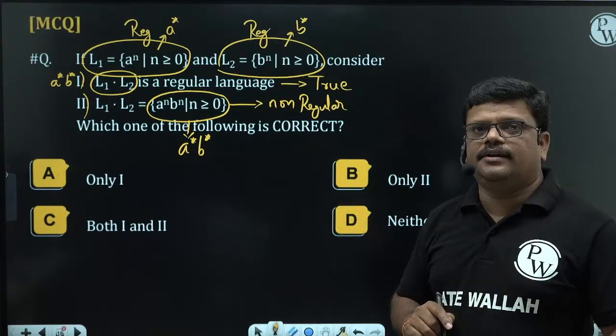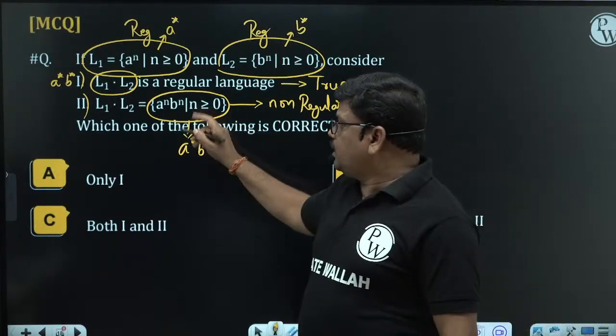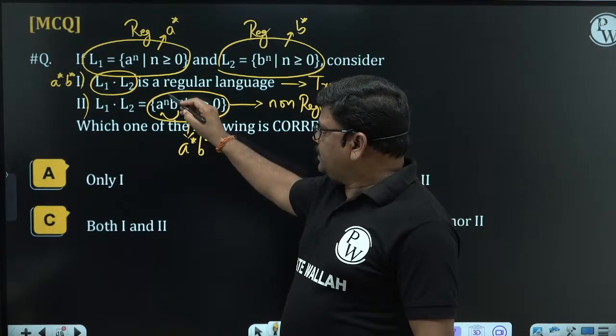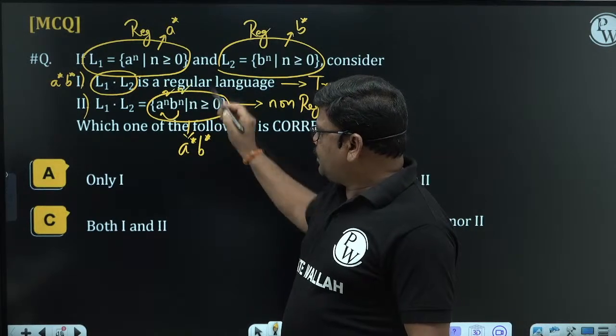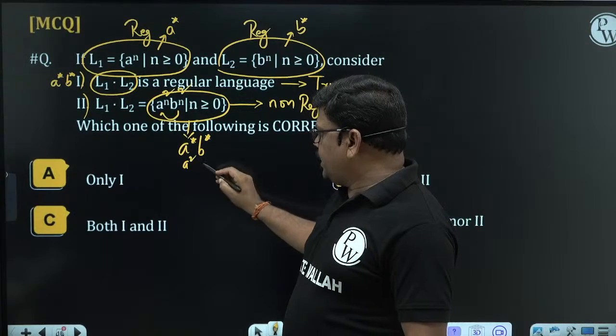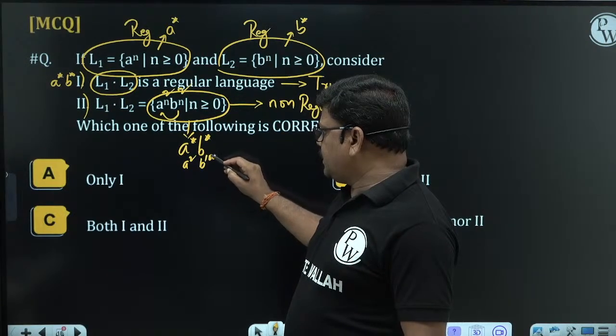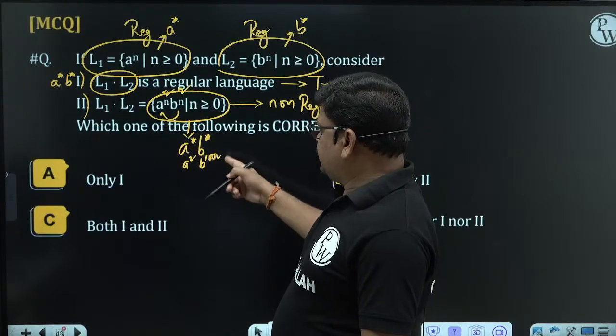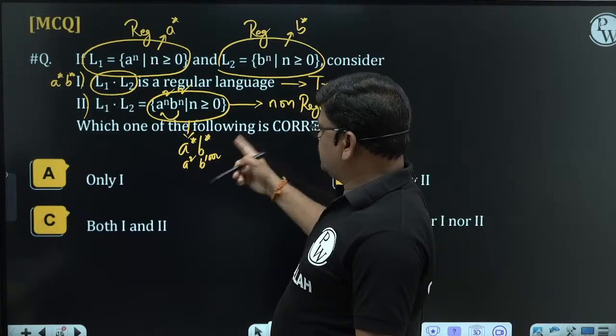Both are completely different because this has an equal number of A's and B's. If I take 2 A's here, definitely 2 B's. But in this case, if I take 2 A's, here I can take 10, 20 B's, 100 B's, anything. So the concatenation of L1, L2 is nothing but A star, B star, which is not A power n, B power n.